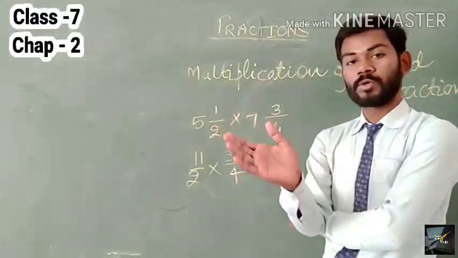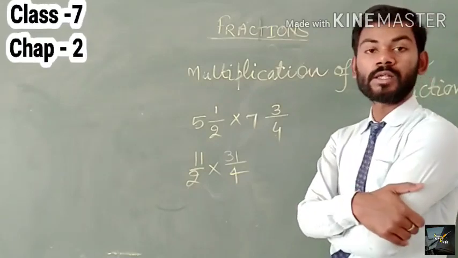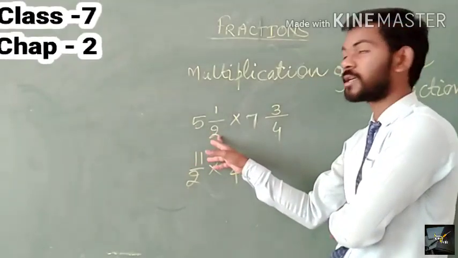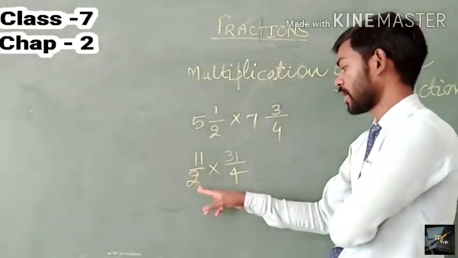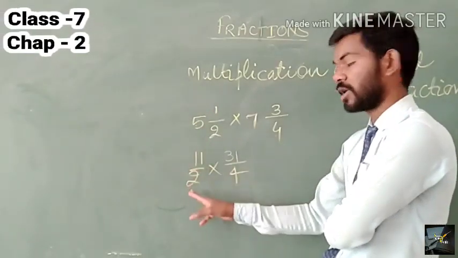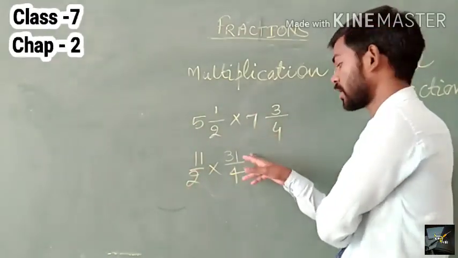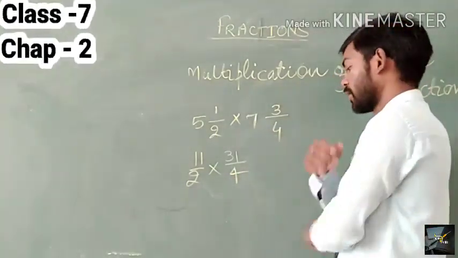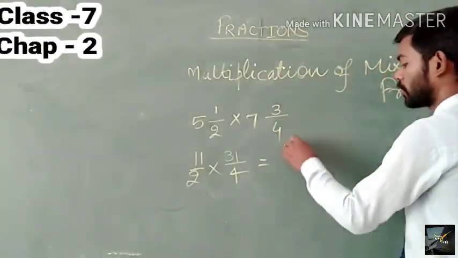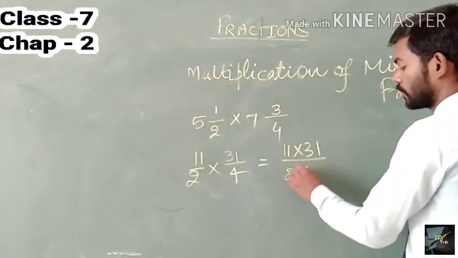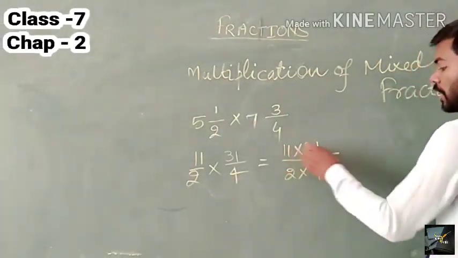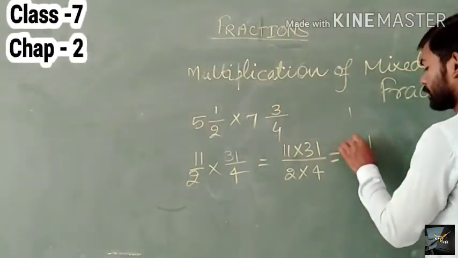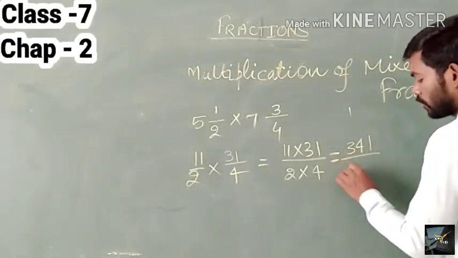We are familiar with how to convert a mixed fraction into an improper fraction, so I needn't explain any more about it. I just write it by multiplying the whole part with the denominator and adding the numerator. So we get 2 fives are 10, 10 plus 1, 11 upon 2, and similarly here we get 31 upon 4. Now it becomes an ordinary fraction, and then here we get 11 multiplied by 31 upon 2 into 4, and here we get 11 ones are 11, carry 1, 11 threes are 33, 33 plus 1, 34, upon 2 fours are 8.